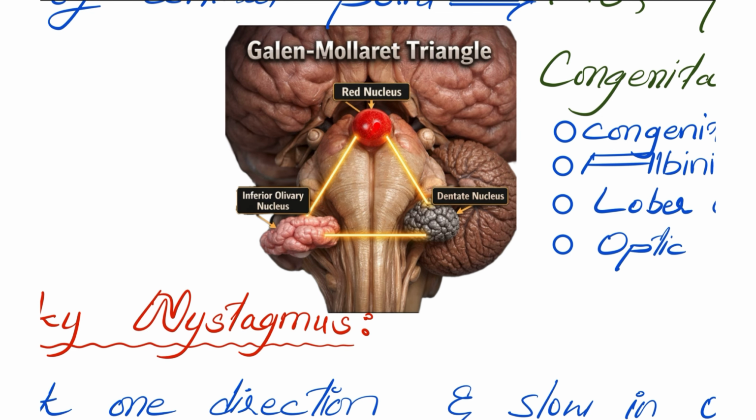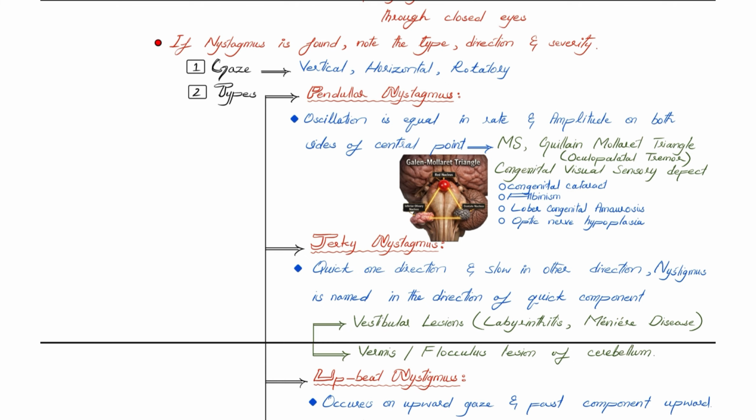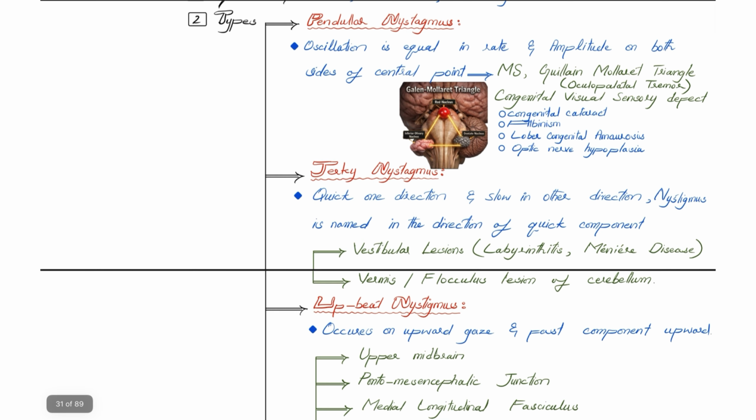And this Guillain-Mollaret triangle consists of the red nucleus, inferior olivary nucleus, and dentate nucleus, and pendular nystagmus can also be caused by some congenital visual sensory defects like congenital cataract, albinism, Leber congenital amaurosis, and optic nerve hypoplasia. The other type of nystagmus is jerky nystagmus, which is quick in one direction and slow in the other direction.